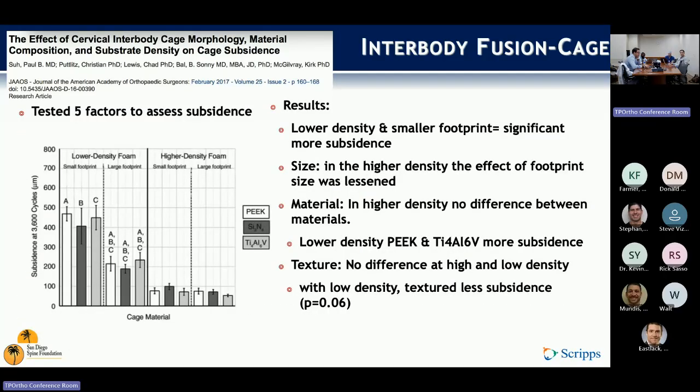So in low density bones, smaller cages had significantly more subsidence, and this reinforces the value of footprint and contact area, especially in osteoporotic patients. Material seemed to matter the most in poor bone conditions. PEEK and titanium showed higher subsidence in low density models. Rough textured cages performed better, and in higher quality bone, it seemed that the effect of material and texture was less pronounced when going back and forth between all these different variables. And again, it shows that patient-specific factors can dictate materials performance, and I think we've all sort of figured that out throughout this year.